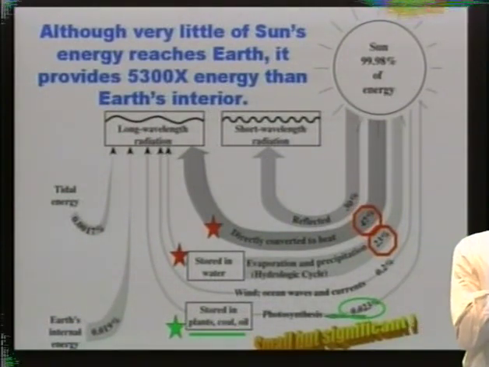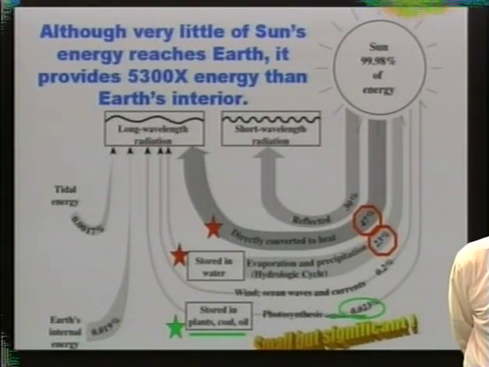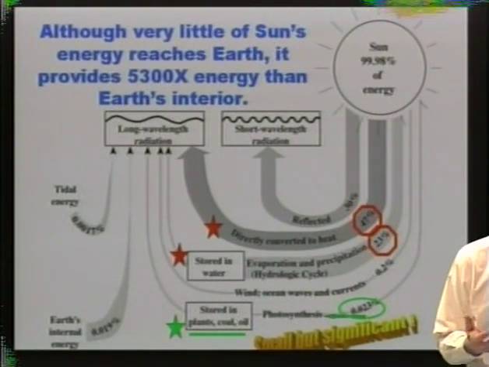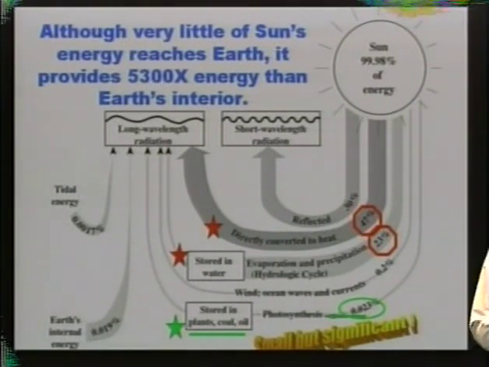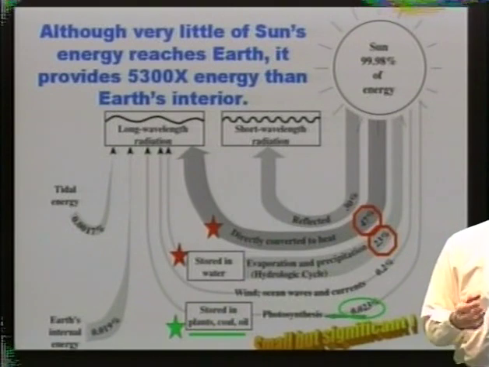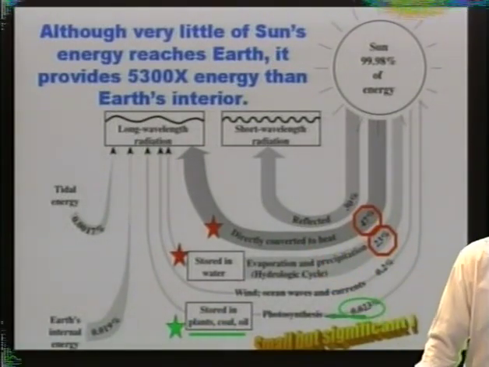All right. Now, like I say, most of our energy comes from the sun. When you think about the amount of energy the sun pumps out, although very little of the sun's energy reaches Earth, it provides 5,300 times more energy than the Earth's interior. So most of the sun's energy goes where? Into space. We get just a little bit of it that hits us.